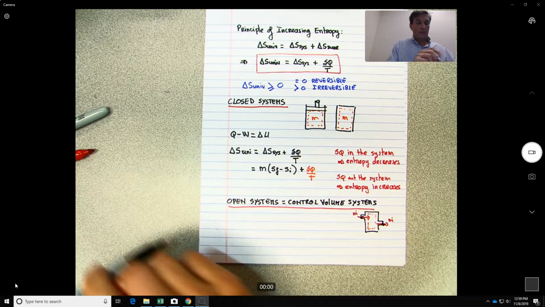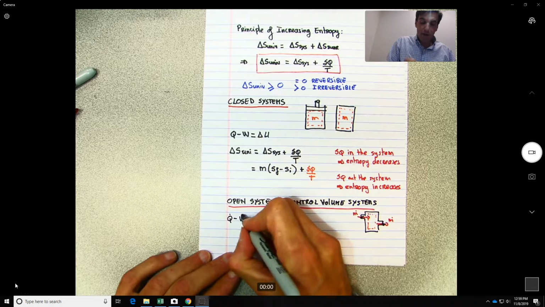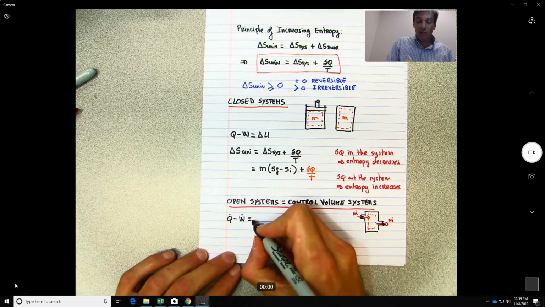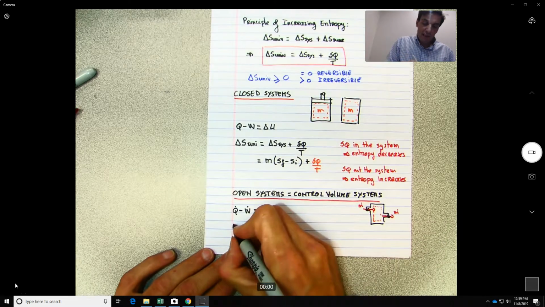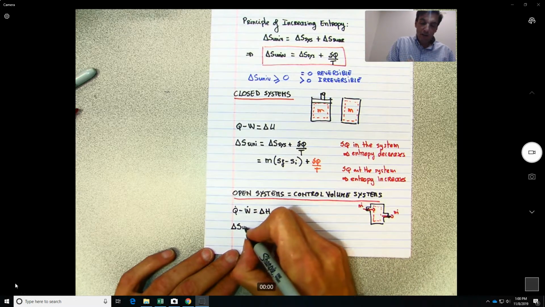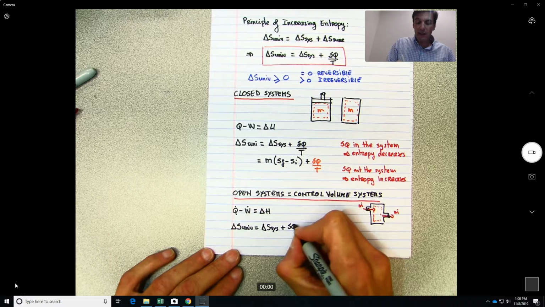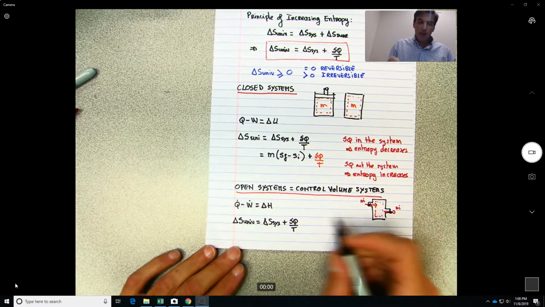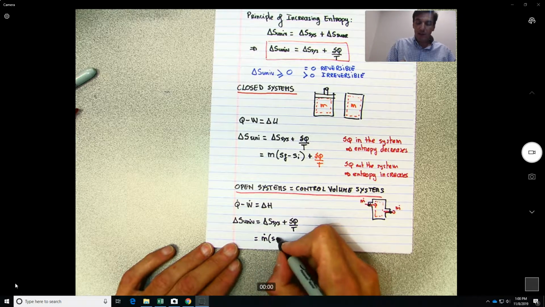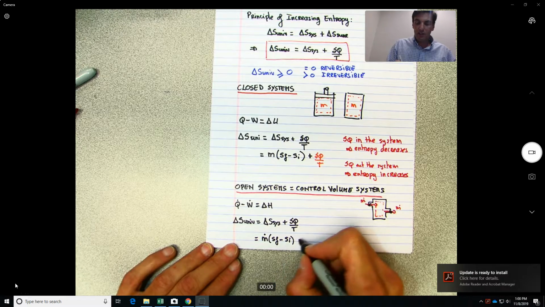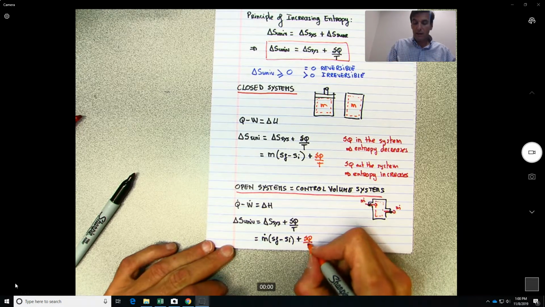In that case, we know the first principle of thermodynamics can be written as Q dot minus power, and if we neglect kinetic and potential energy, in most cases it will be equal to the change in enthalpy. So in this case, the change of entropy of the universe is equal to the change for the system plus delta Q over T. And this will be equal to what? This time, instead of m, it will be m dot, times S final minus S initial, plus delta Q over T.